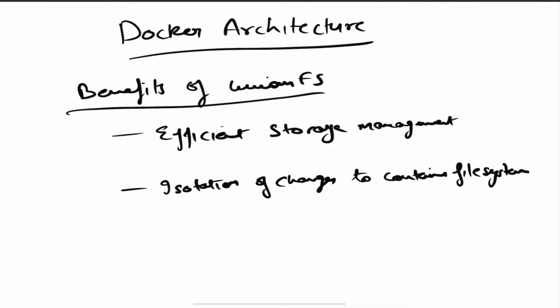So this basically gives you a few benefits, right? So first is efficient storage management. It is because of this that you can run several containers from a single image without exhausting your disk space, right? And the next benefit is the isolation of changes to the container file system. So this lets you start and stop containers with each container preserving its content. So when you have different files in different containers, those files are preserved when you start and stop containers. This is because of copy on write.